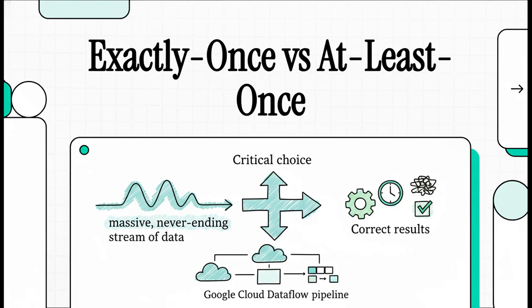So, when you're working with a huge, never ending stream of data, you've got a really critical choice to make. You get this right, and your pipeline is going to be fast, it's going to be cost effective, and most importantly, it's going to be accurate. But if you get it wrong, well, you could be burning cash for slow, unreliable results. Let's break down how to make the right call for your Google Cloud Dataflow pipeline.